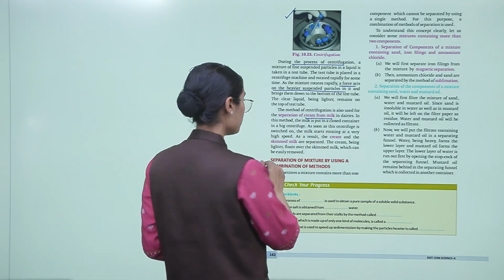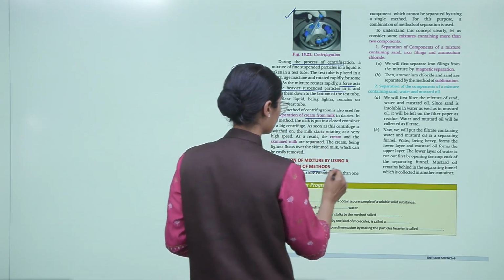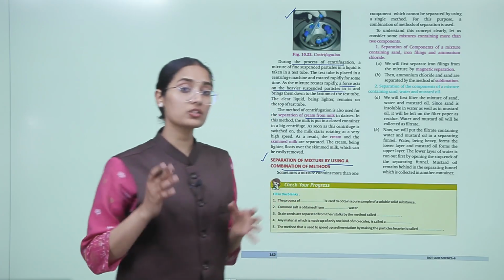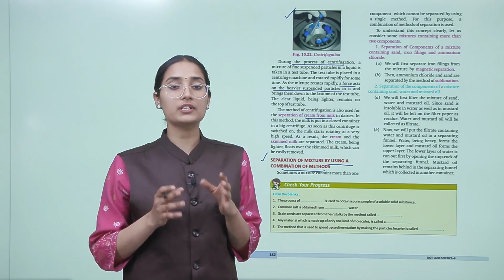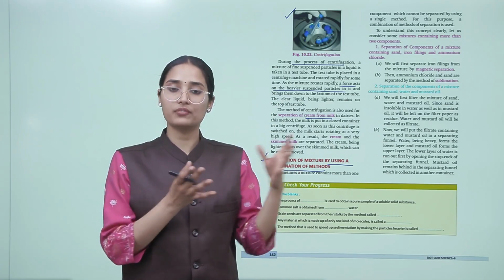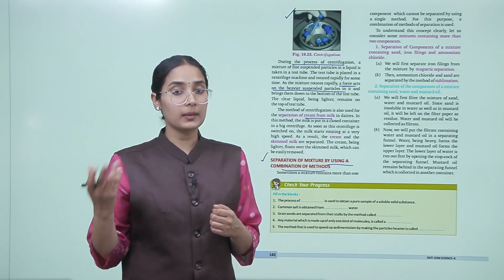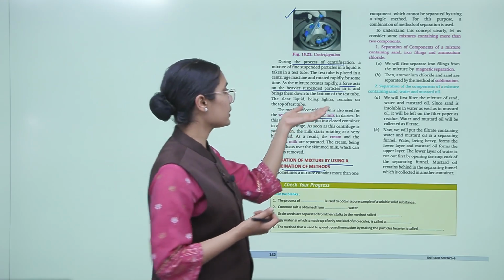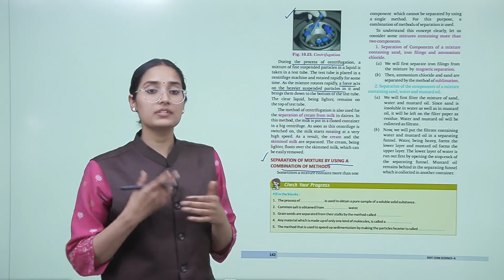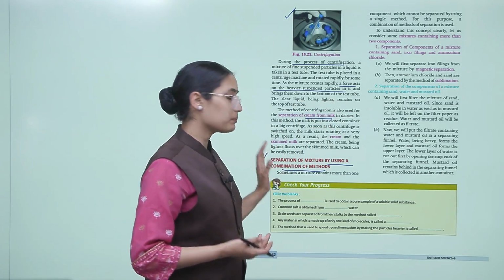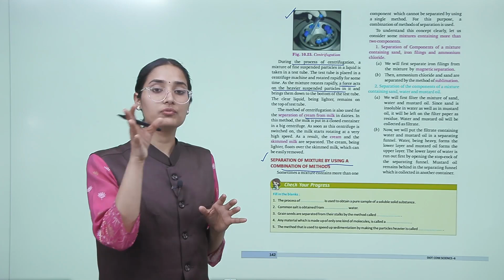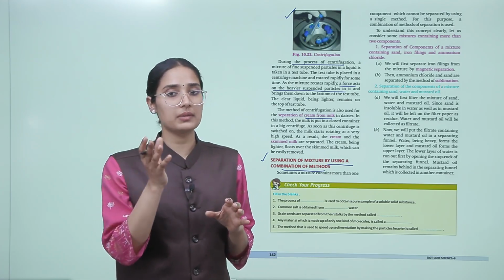Now, separation of mixtures by using a combination of methods. A mixture can also be separated using a combination of methods. Till now, we have studied different kinds of methods. Some are physical methods, some are chemical methods. For example, centrifugation is a physical method, where centrifugal force is used. Now, some mixtures can be separated using two or three of these methods together.